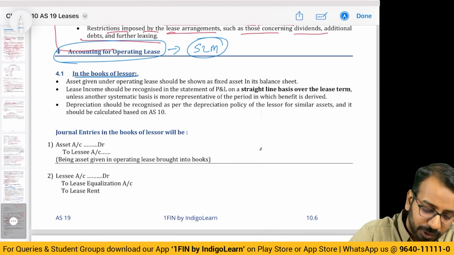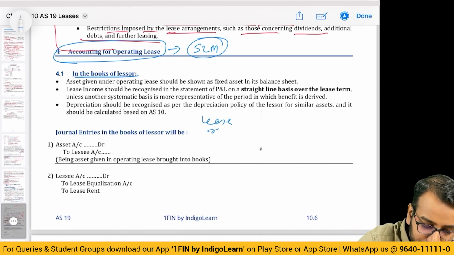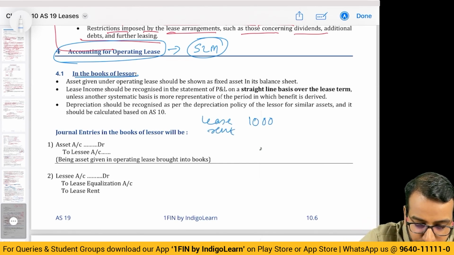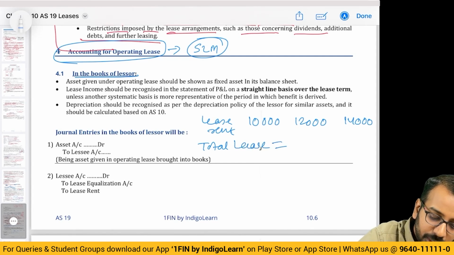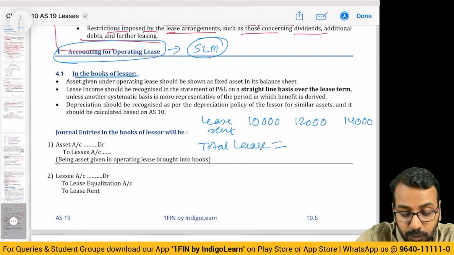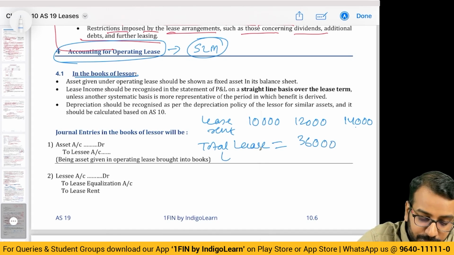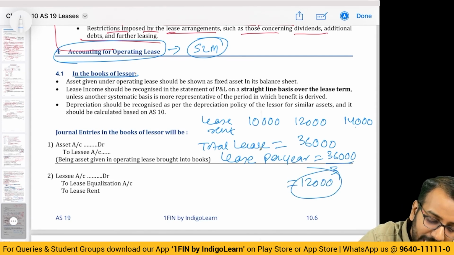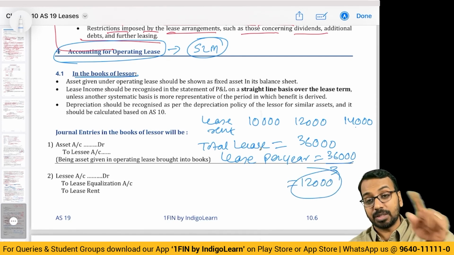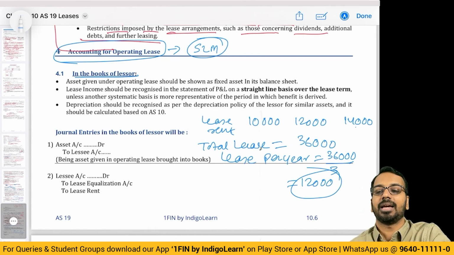Means what? For example, lease rent is 10,000, 12,000 and 14,000. So what you will do, you will say what is the total lease? 10 plus 12, 22 plus 14, 36,000. Lease per year is 36,000 divided by 3, that is 12,000. So every year the lessee will recognize an expense of 12,000 and the lessor will recognize an income of 12,000.